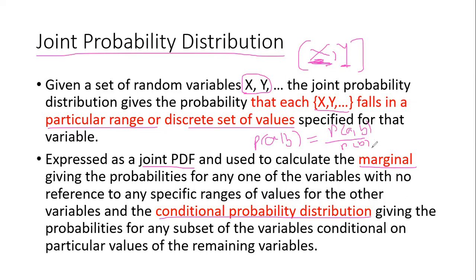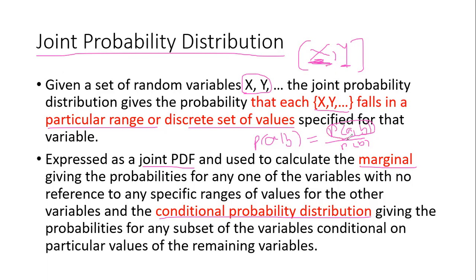Okay. This is a formula for the Bayesian, very famous formula. You must be knowing about this. The conditional probability of A given B equals the probability of A and B together divided by the probability of B. If it is for the conditional probability of B given A, that's again equal to P(A, B) divided by the probability of A. Okay, so this is the joint.